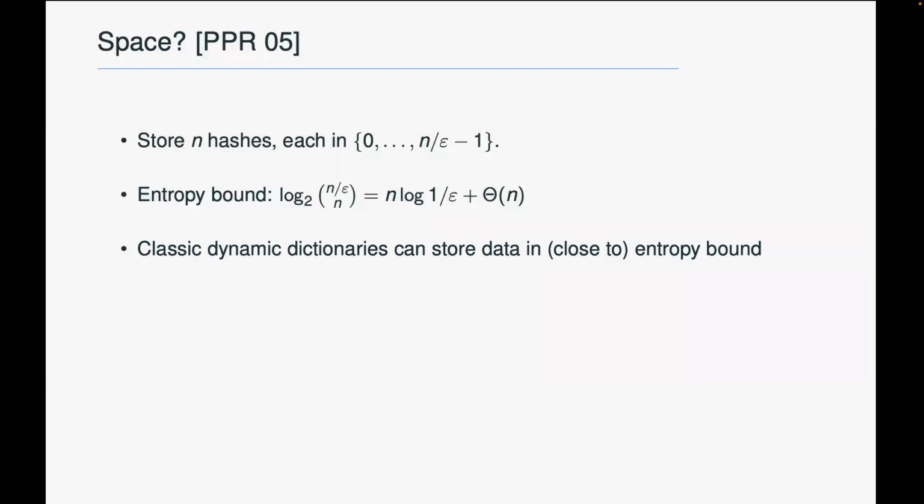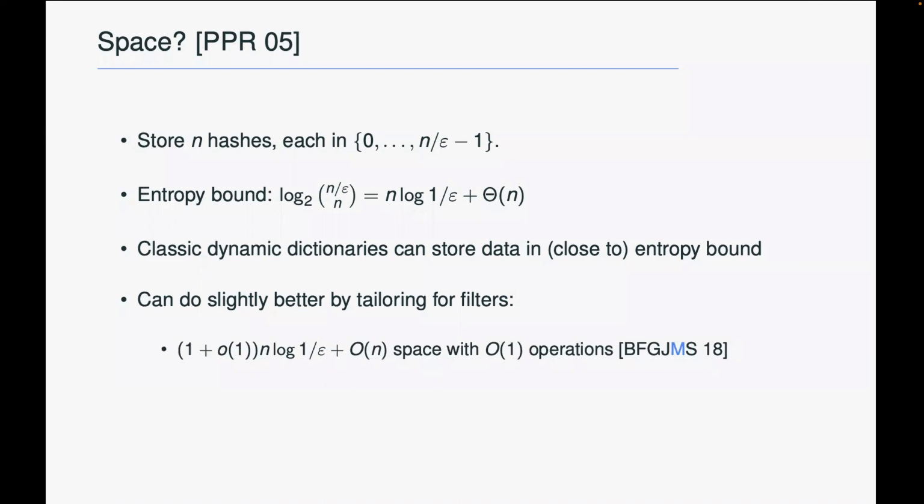You can just throw all of this in a dynamic dictionary. This is the part I'm sort of going to gloss over. You can use a classic dynamic dictionary if you want. You'll get very close to this bound. For filters, you can actually do a little bit better, partially because the number of elements we store is very close to the size of the universe of elements we're storing, n over epsilon versus n. And then also all of these things we're storing are random because we're storing hash values. So keeping these two things in mind, you can actually do better than classic dictionaries.